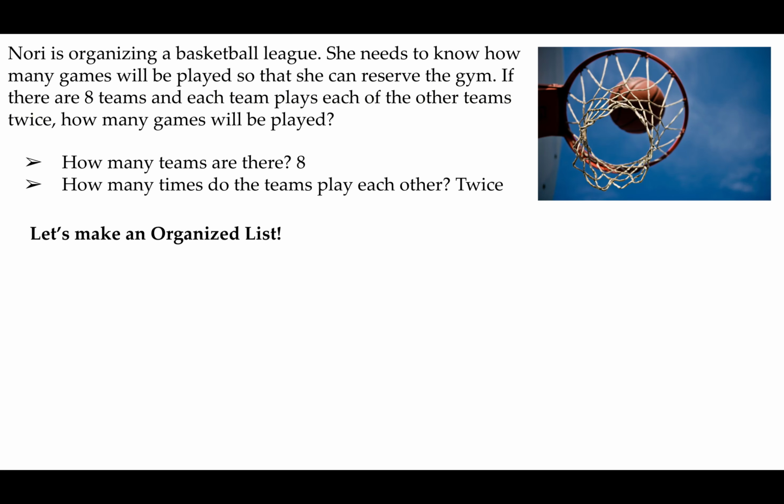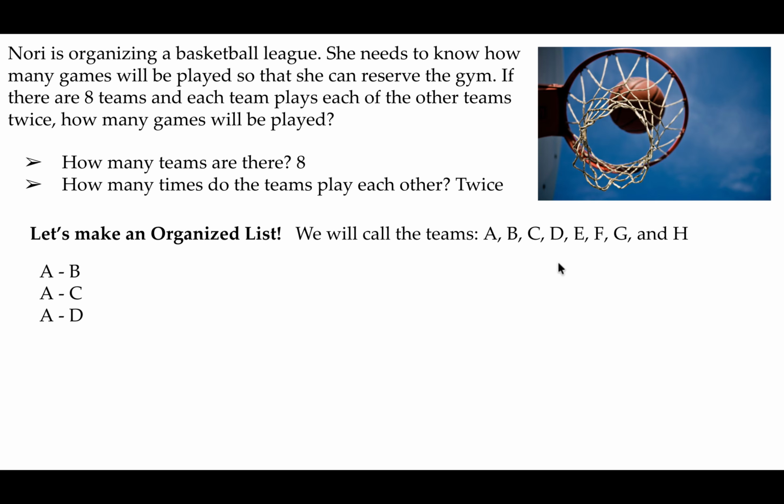I'm going to give each of the teams a letter to remember them by. So we'll call them team A, B, C, D, E, F, G, and H. Each one of the letters stands for one of the 8 teams. And I'm going to make a list. So team A could play team B, A could play C, A could play D, A to E, A, F, AG, and AH. Okay, so that's one set of the combinations that we could have.